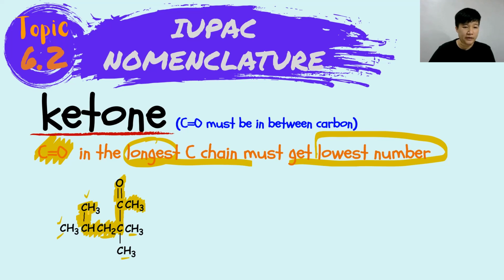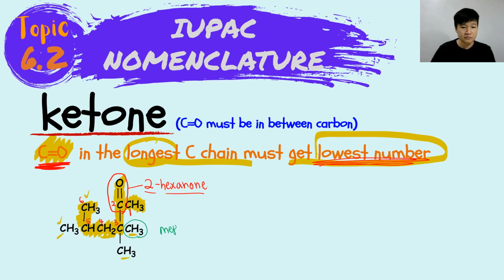So let's go outward. And we know that the C double bond O must get the lowest number. So always count from the side that gives you C double bond O the lowest possible number. Count from the right. 1, 2, 3, 4, 5, 6. So over here, 6 carbon. And this will be your 2-hexanone as your parent because of the presence of 6 carbon and your C double bond O located at carbon number 2. So 2-hexanone.